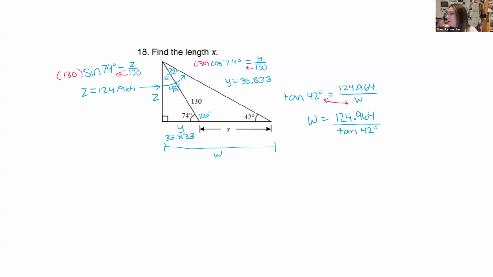Okay. Diego, what'd you get? Sophia, what'd you get? Okay. So we get 138.787, which is this whole length. So if I know the whole length now, what do I do with it? Subtract y. So x is equal to w minus y. So x is equal to 138.787 minus 35.833.